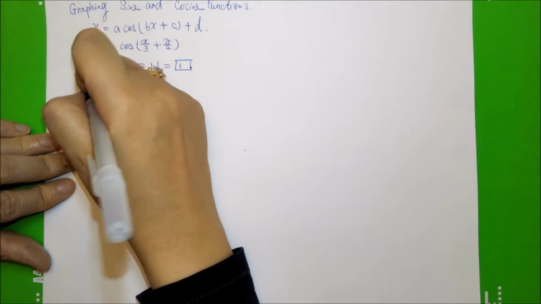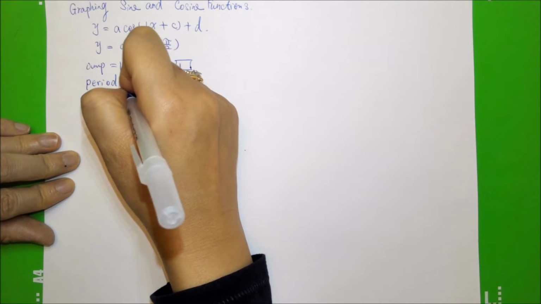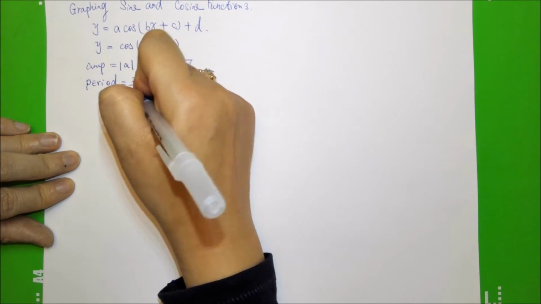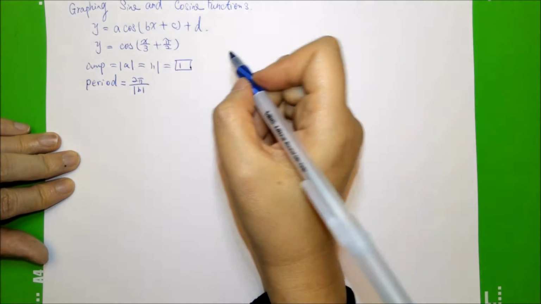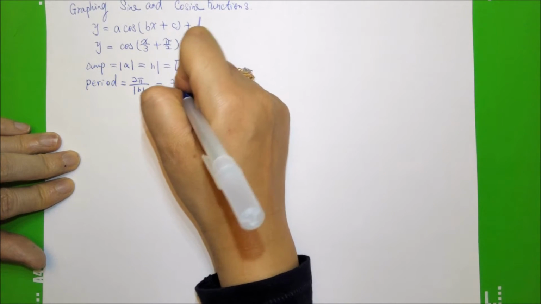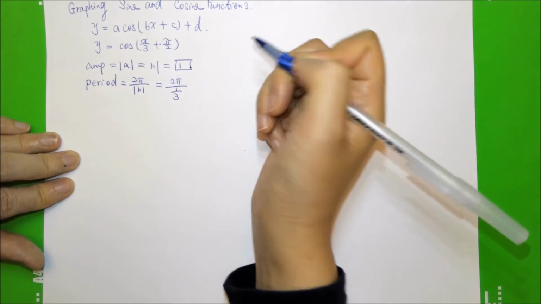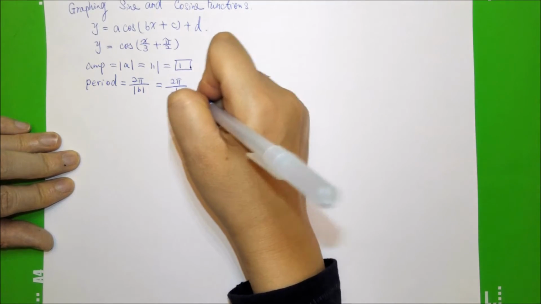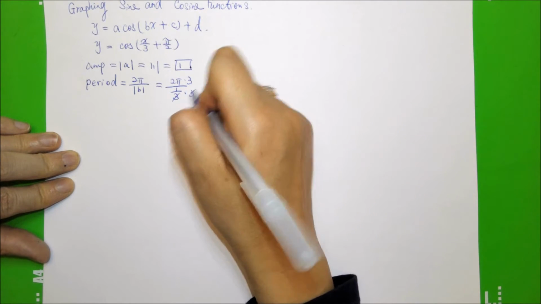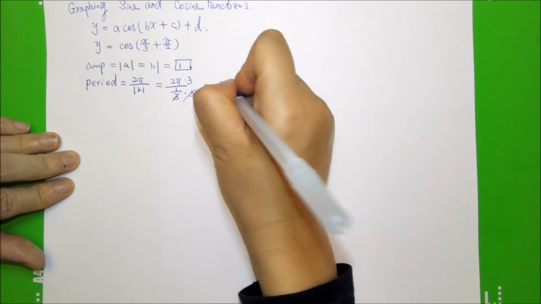Next, I would like to figure out the period of the function. The period of the function is decided by 2 pi over the absolute value of b. Again, my b value is 1 over 3. Therefore, I should have 2 pi divided by the absolute value of 1 over 3. When I multiply by 3 top and bottom at the same time, I can get rid of this 3 from the denominator. The period of the function equals 6 pi.